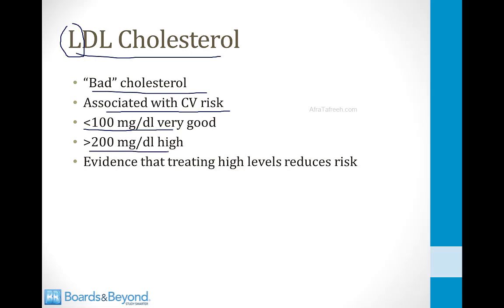And there's very, very good clinical evidence that if you treat high levels of LDL for most patients, you reduce their risk. Remember, when you give a drug that lowers the cholesterol, you don't know if you have also lowered their risk of having a heart attack unless you do a clinical trial. And in the case of LDL cholesterol, we have lots of clinical trials that say that it's worthwhile to treat high levels of LDL cholesterol in most cases.